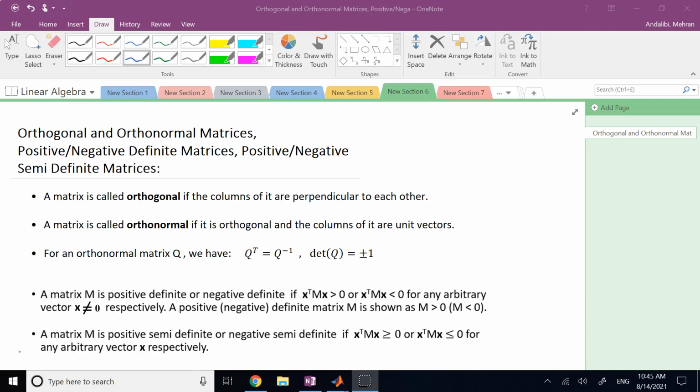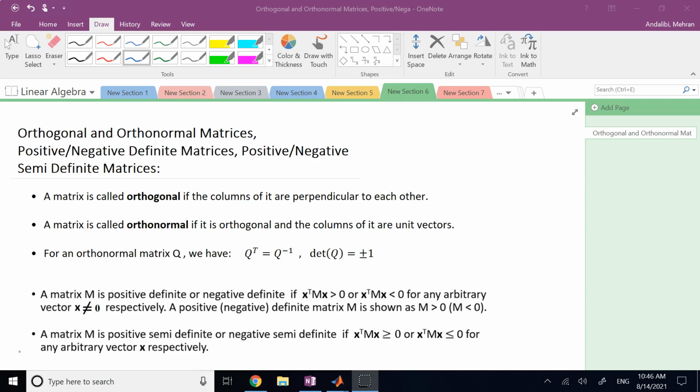Hello everyone. In this video we are going to talk about different categories, different types of matrices, and I don't mean all of them, just specific categories like orthogonal, orthonormal, positive and negative definite, and positive and negative semi-definite matrices.